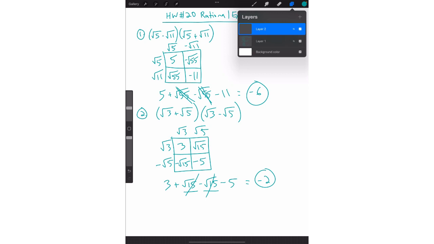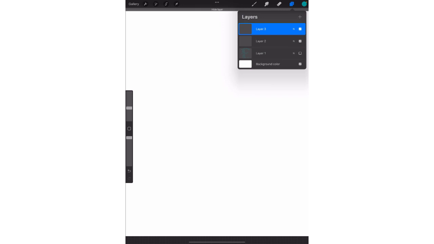All right, so when you multiply conjugates together, you're going to end up getting rid of that middle term there. We'll go ahead and add a new layer. We'll get that close. All right, so we're moving on to rational exponents now.